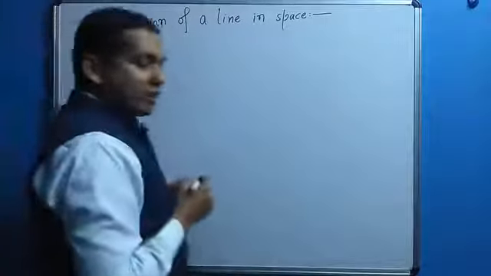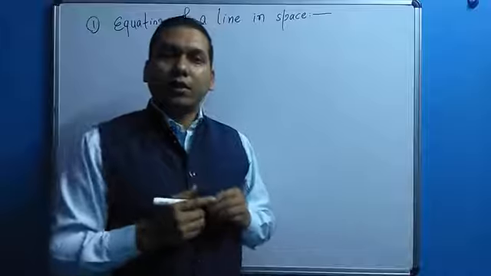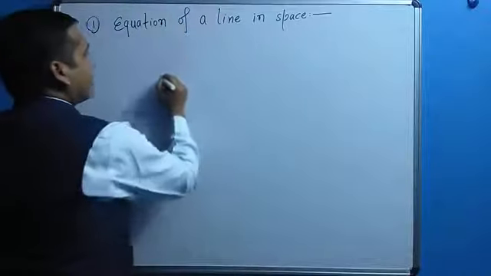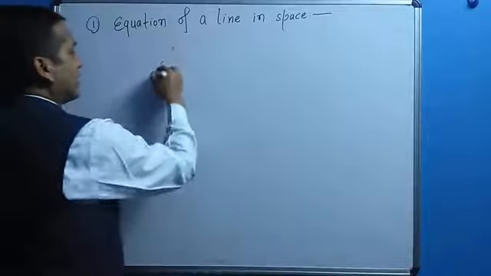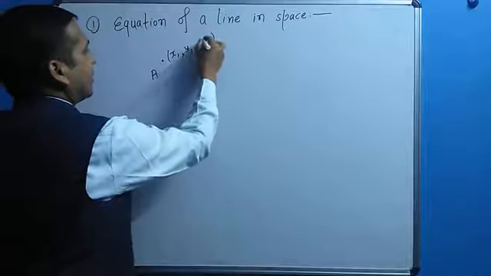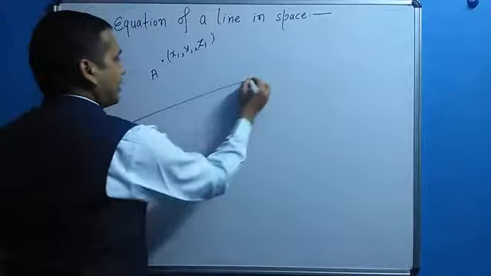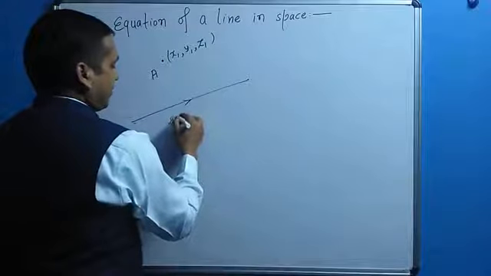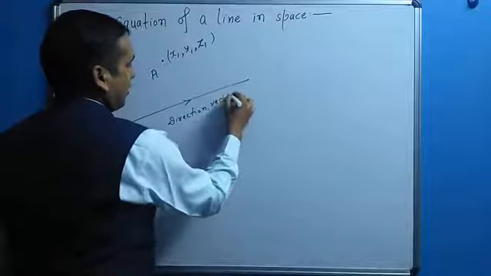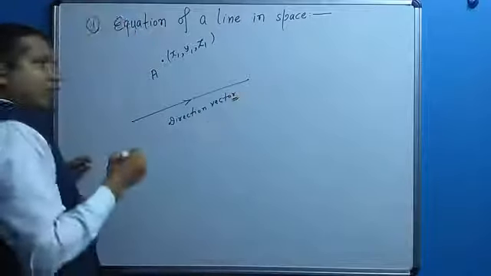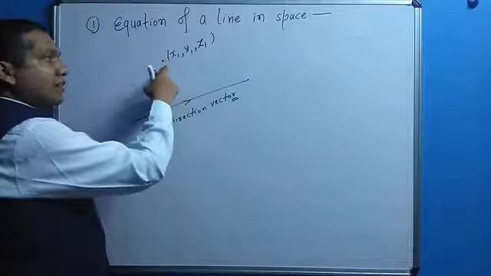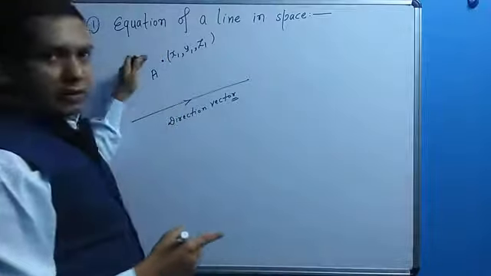To determine the equation of a line in space, we require two things. First, the coordinate of a point, and second, a direction vector. At first we are going to find the position vector of the given point.